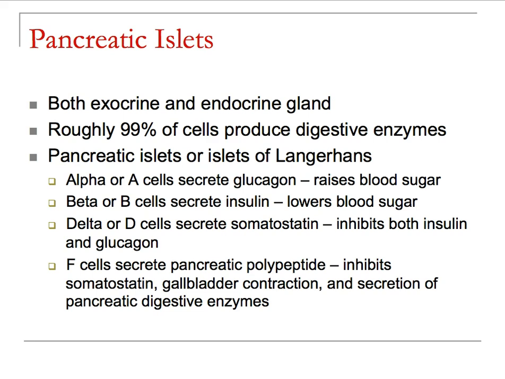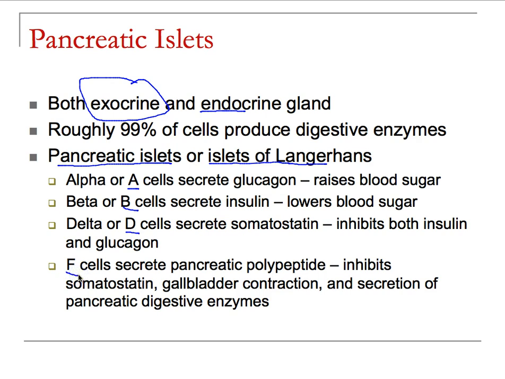The exocrine responsibilities we cover inside the digestive system, right? When we're actually making materials to mix inside the small intestine. We're thinking primarily now about the endocrine responsibilities, which means 1% of the remaining cells make up these things that are called pancreatic islets, or the islets of Langerhans. Okay? And there are 4 populations of cells inside of them: alpha, beta, delta, and F cells.